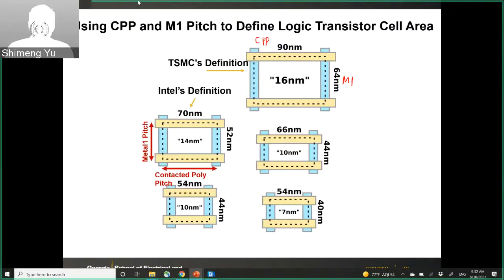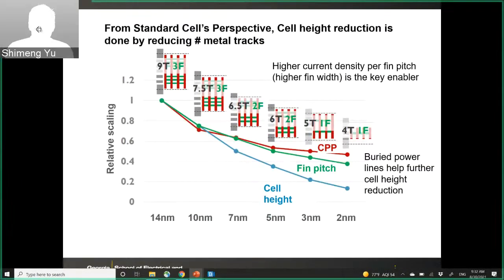All right, then if you use the CPP and M1 pitch to define the transistor density for different technology nodes, you will have those dimensions from Intel and TSMC. And as we discussed before, each company will have their own design rule. So you have to look at what is the real number to compare the density between different technology nodes. You cannot simply say 10 nanometer from company A is the same as 10 nanometer from company B. All right, so let's move on.